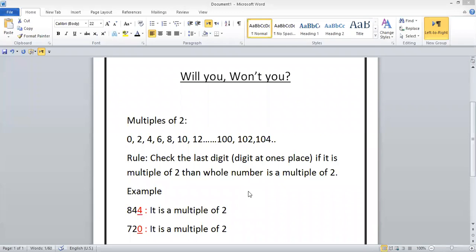Because, sir, the last digit is zero, and zero is a multiple of two. Very good, boys. Very good. Because the last digit is 0 in 450 and 0 is a multiple of 2.